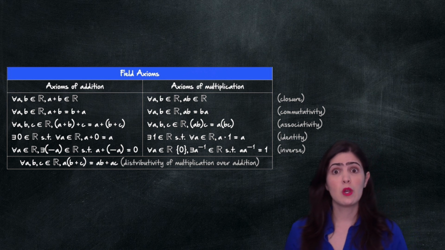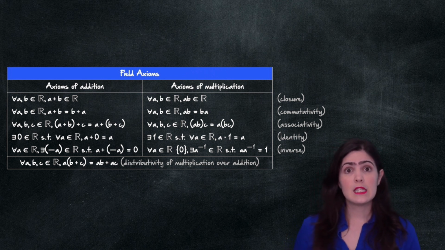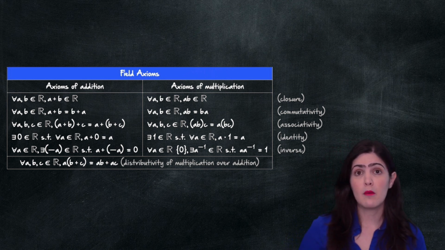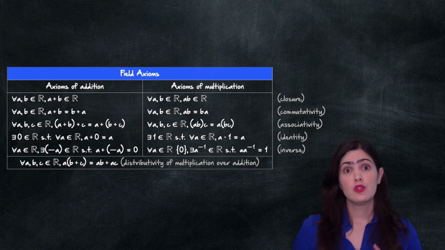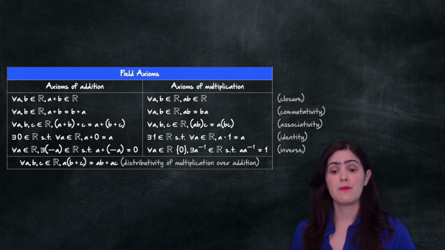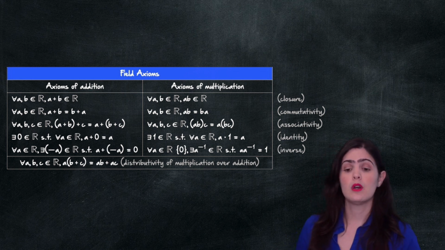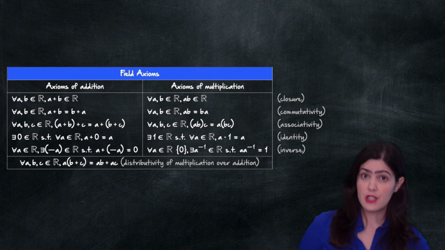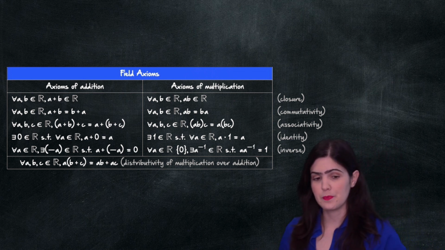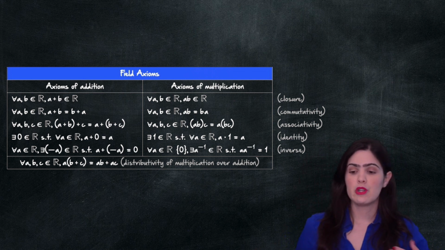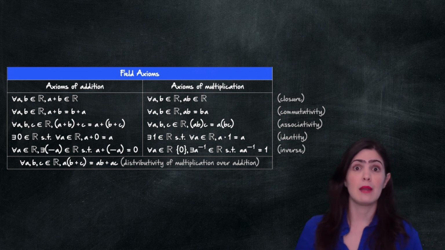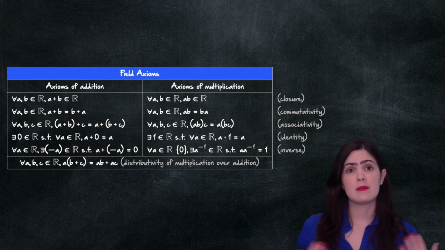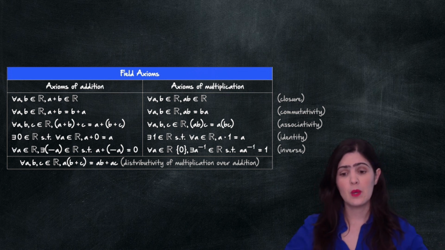The first one is what we call closure. It tells me that if I have two real numbers and I add them together, I get a real number. And if I multiply them together, I get a real number. So the real numbers are closed under addition and closed under multiplication. Then we have commutativity for both addition and multiplication. So we know that A plus B is equal to B plus A, or that A times B is equal to B times A.